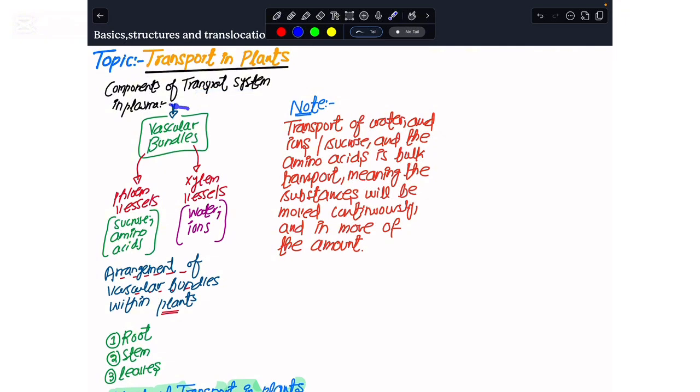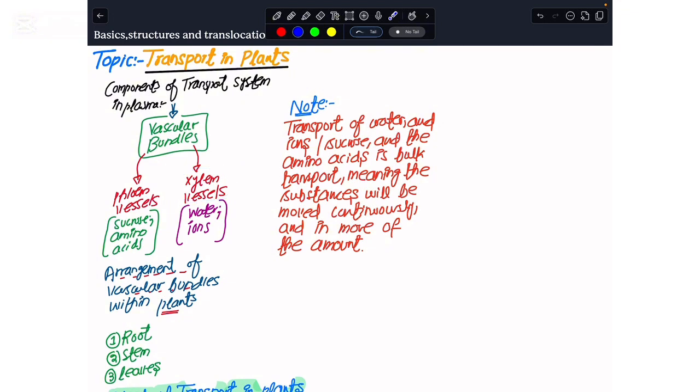What we have to see is that the transport system of the plant is basically made up of bundles, and these bundles we regard as vascular bundles. Whenever the word vascular bundle comes up in biology, by the vascular bundle we mean the phloem vessels that we have in the plants and the xylem vessels that we have in the plants.